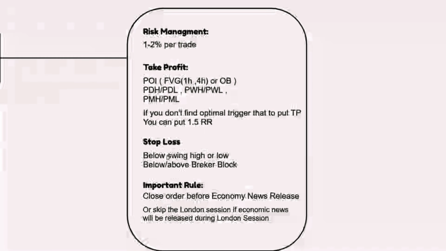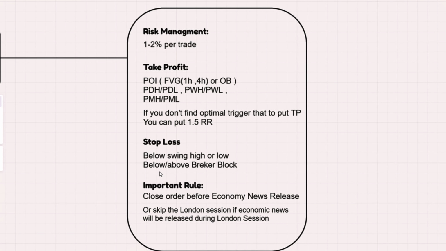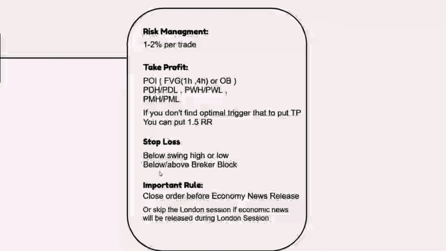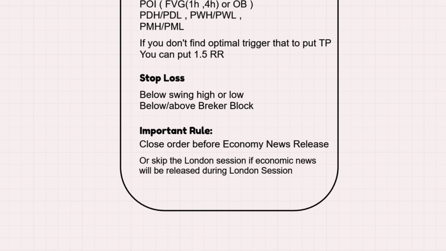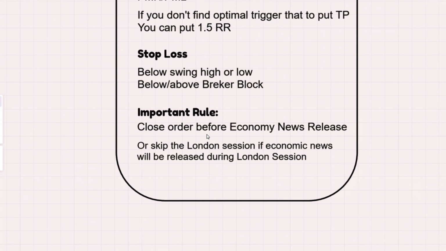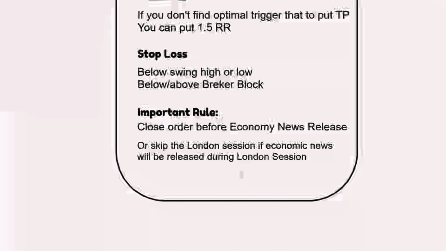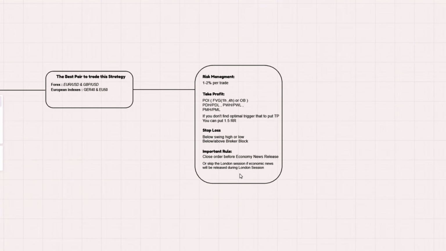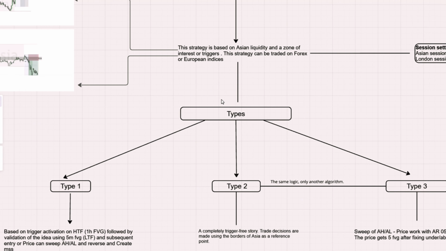Where to put stop loss? Usually I put stop loss below or above the swing high or low, or below or above the breaker block. But it's better if you put stop loss below or above the swing high or low. And an important rule: close the order before economic news release, or skip the London session if economic news will be released during the London session. And now let's figure out the types of this strategy.